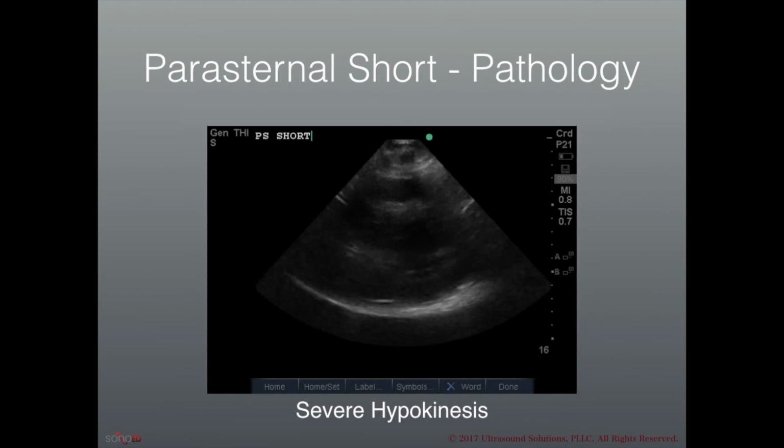If you look closely here, you're able to make out the left ventricle, you're able to make out the right ventricle in the upper left-hand portion, and you're also able to see the papillary muscles inside the lumen of the LV. And once you find those structures, you can tell that the left ventricle is not squeezing very well at all. This patient has severe hypokinesis.